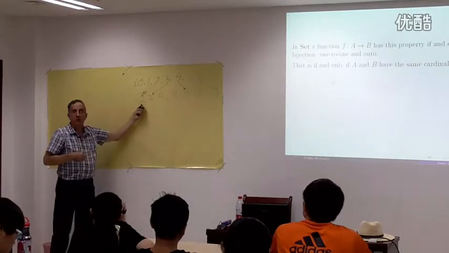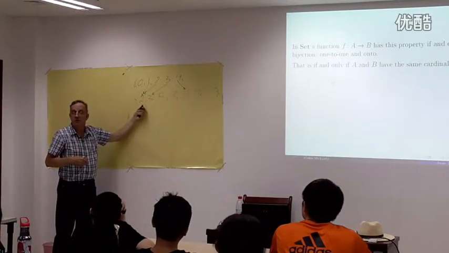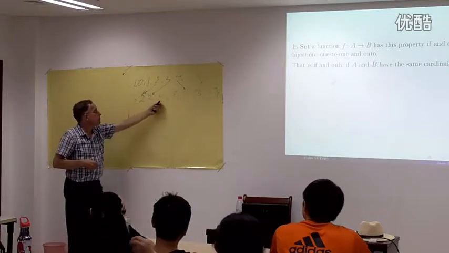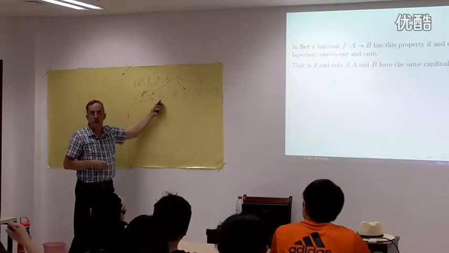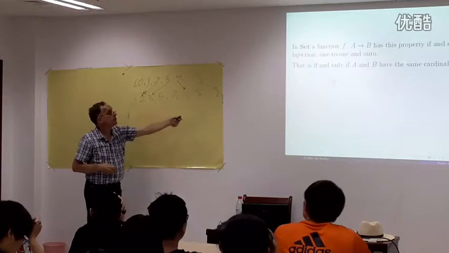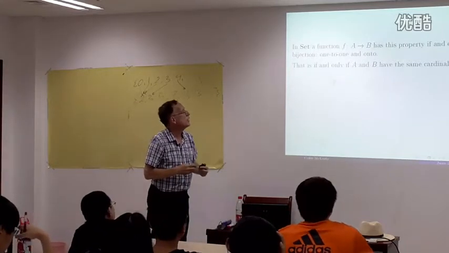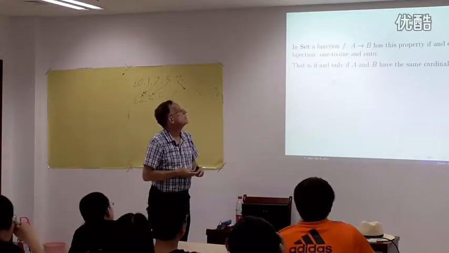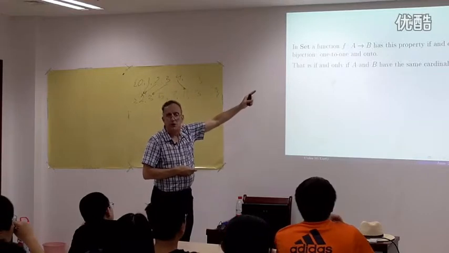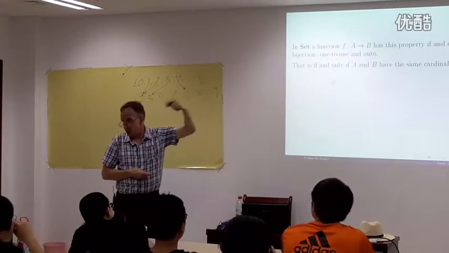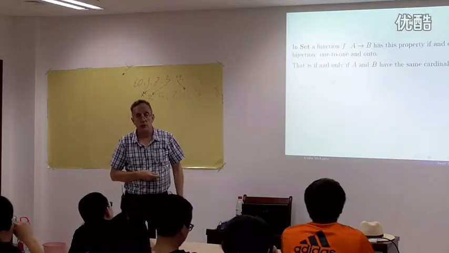I might mash these three together. Then it won't be a bijection. It's not one-to-one. I might miss this one. It won't be a bijection. It's not onto. So that second thing, it's not enough that A and B have the same cardinality. It's that F has to be a bijection. Now there exists a bijection if and only if it is, but not every function.